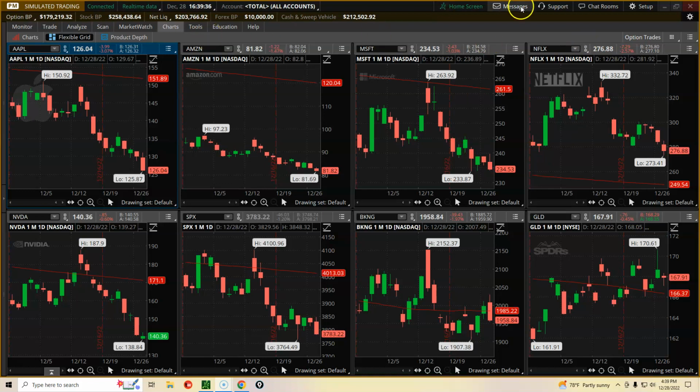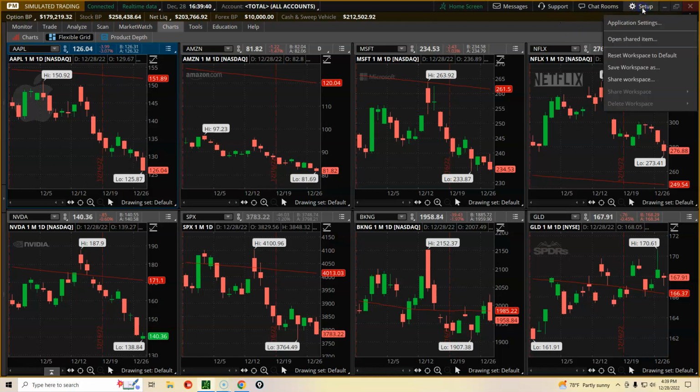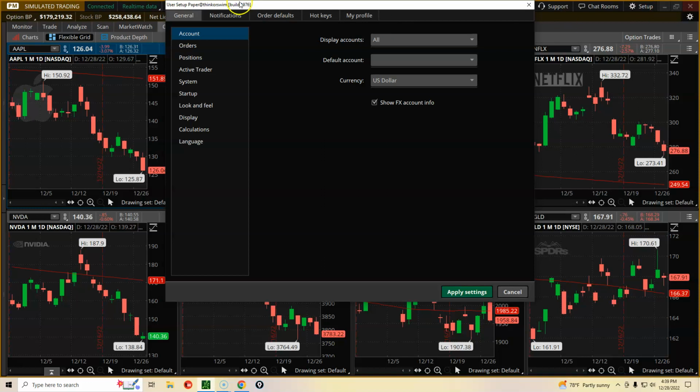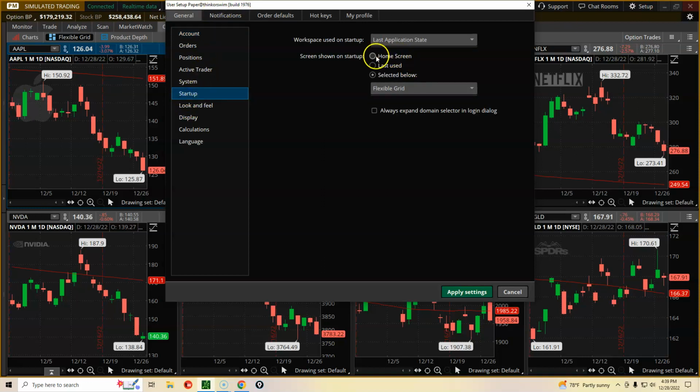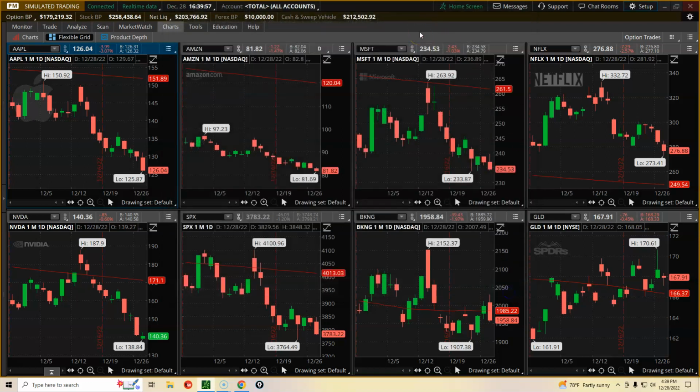Me personally, I like to have my live account, my simulated trading account on Thinkorswim set up under application settings, under startup, and then selected below. You could do home screen, last use, selected below. I like to have this flexible grid. You can put it on whatever you want. Play with different things, see what you like.